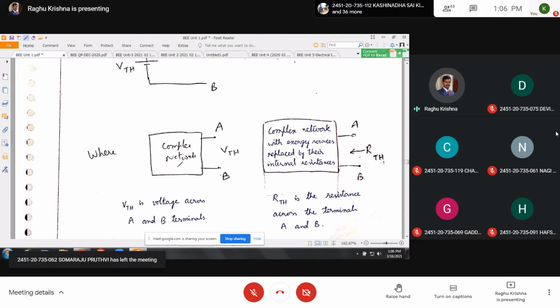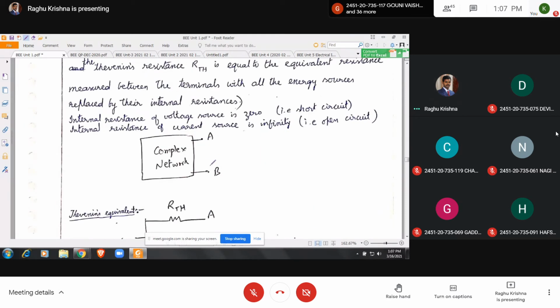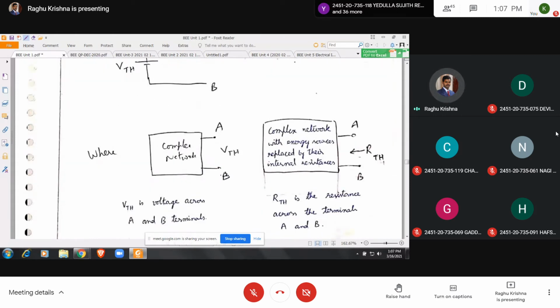Here, for finding VTH, we are taking the complex network as it is, and just finding the voltage across the terminals A and B. If you find the voltage across the terminals A and B of this complex network, we are going to get VTH. But for finding RTH, we have to replace the energy sources by their internal resistances. After replacing, only then do we have to find RTH.